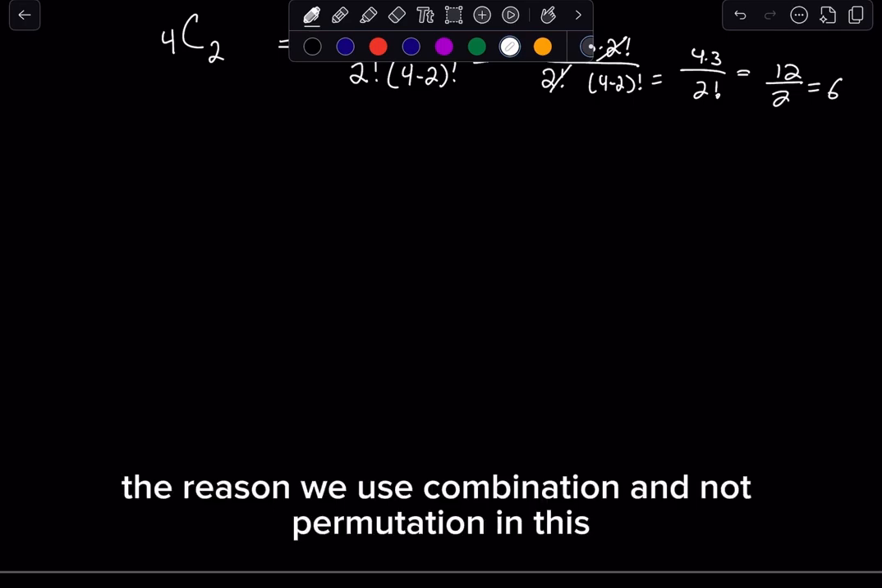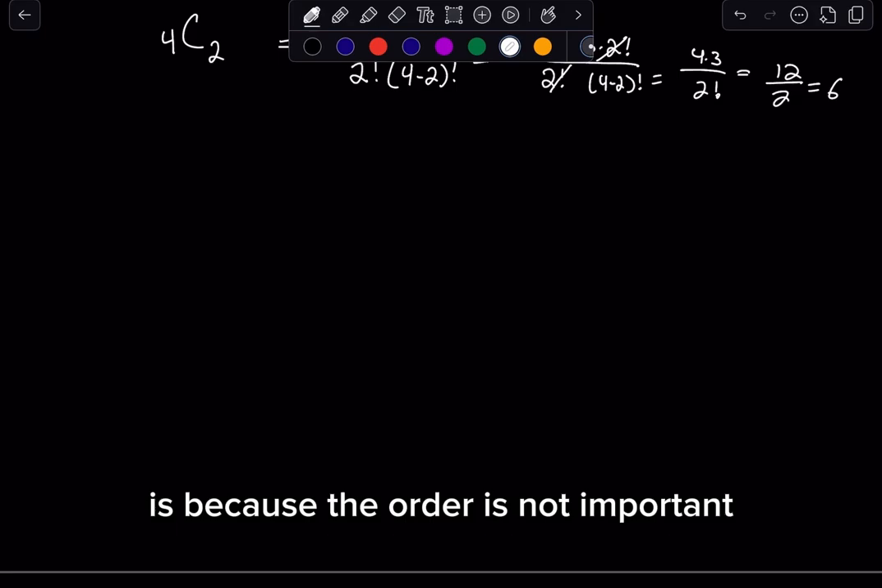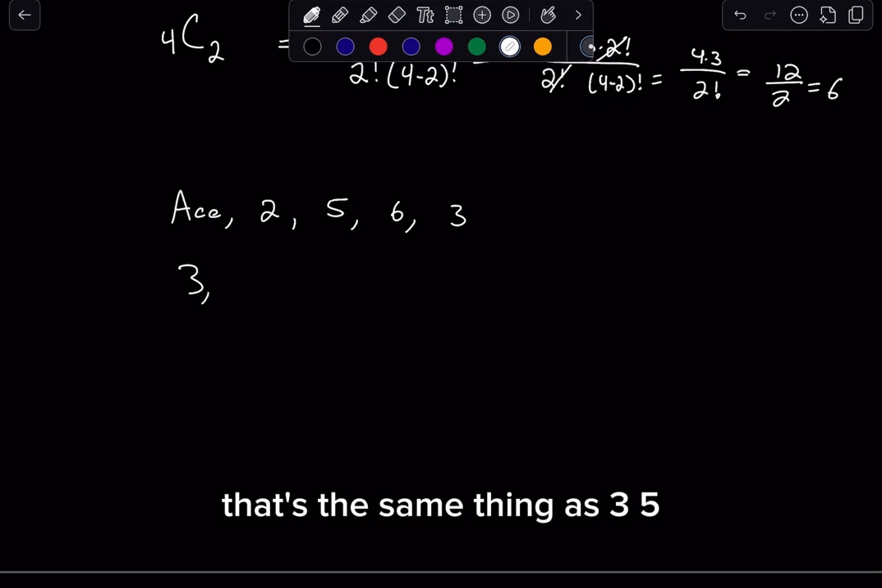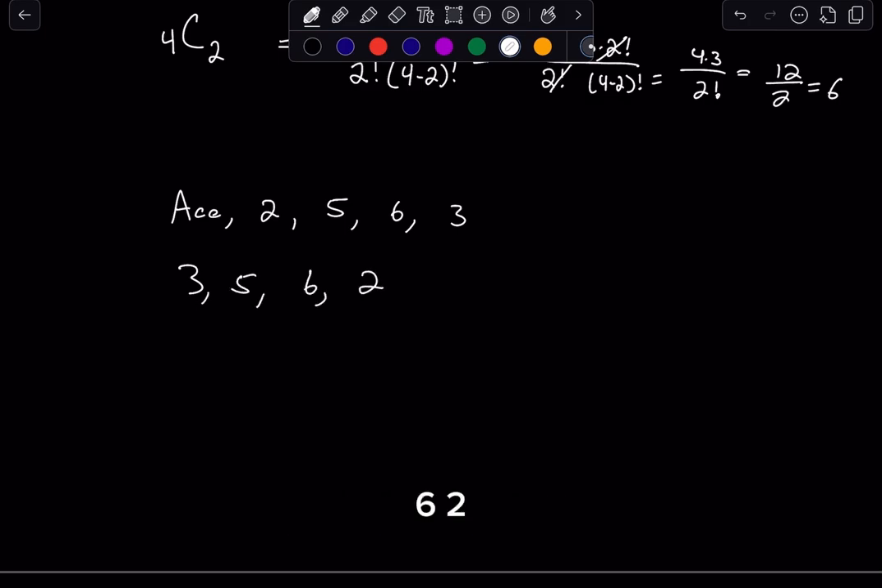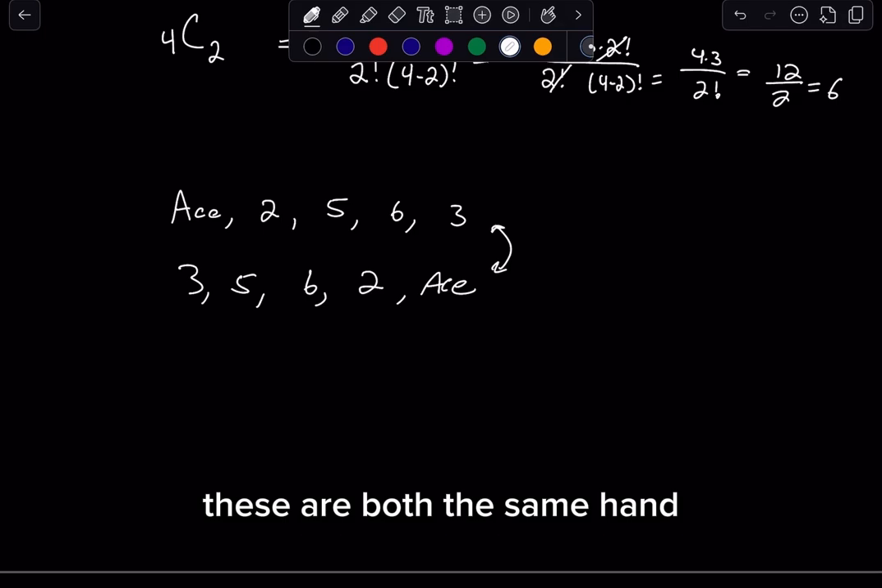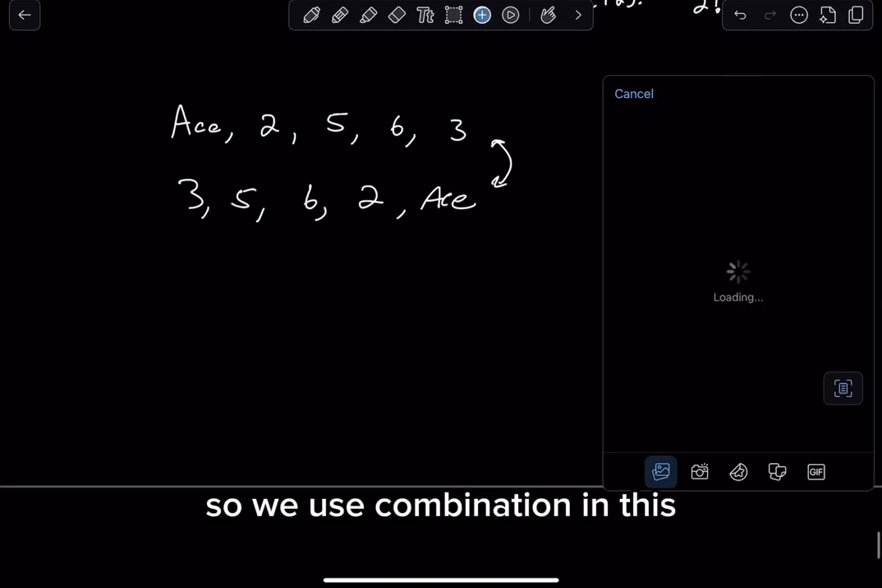The reason we use combination and not permutation in this is because the order is not important. So say if we had the hand ace, 2, 5, 6, 3. That's the same thing as 3, 5, 6, 2, ace. In terms of poker, the order is not important. These are both the same hand. So we use combination in this.